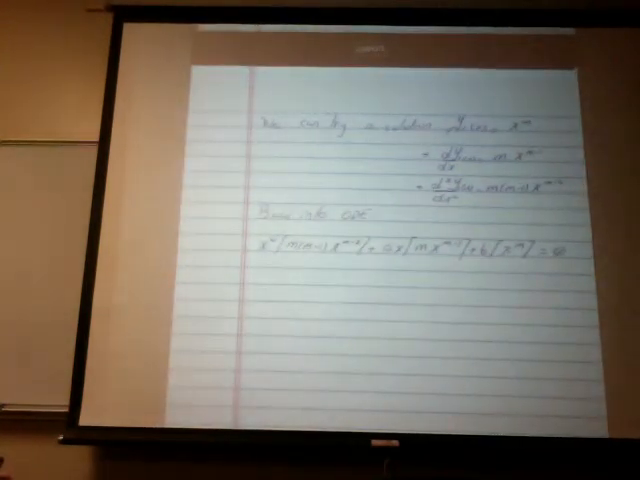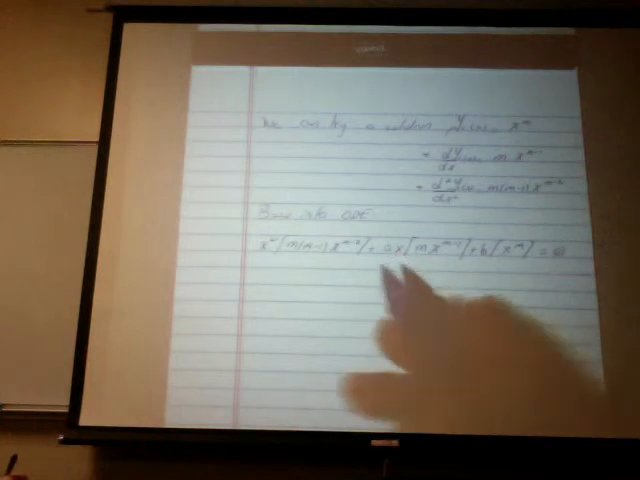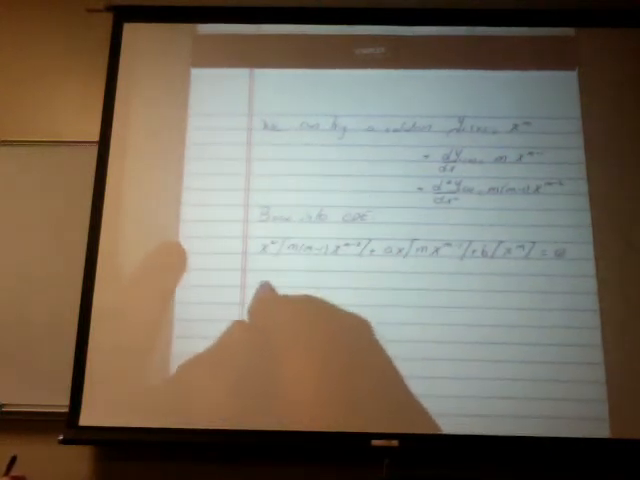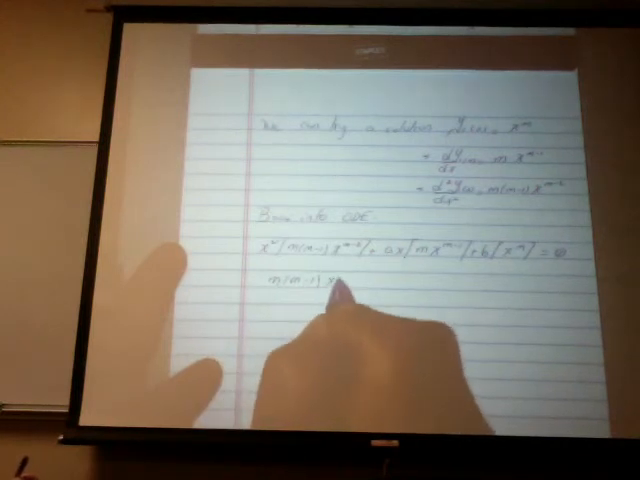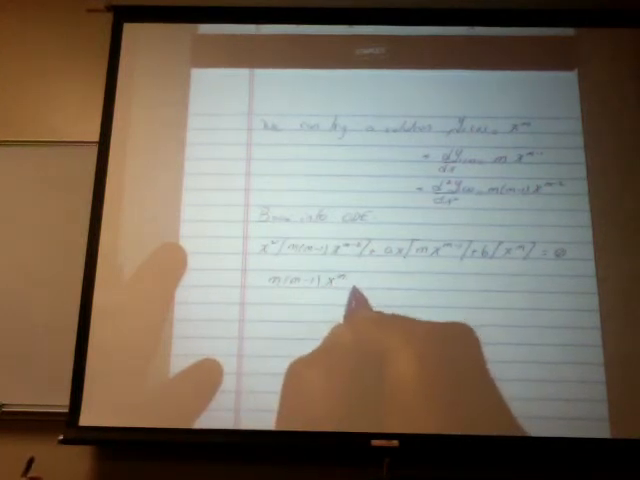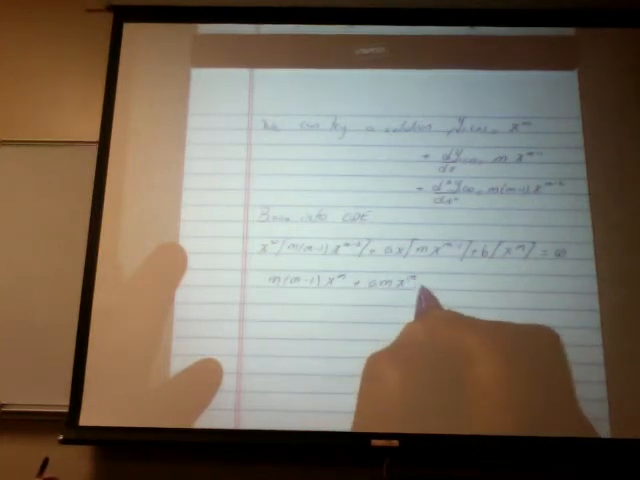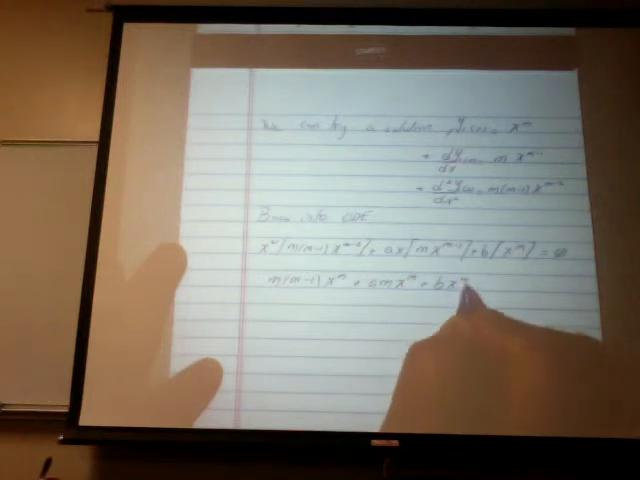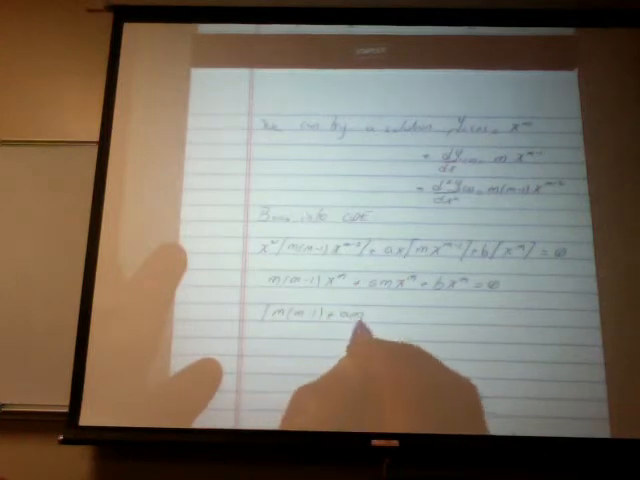And as you can see, x squared times x to the m minus 2 will be x to the m. So here we end up with m times m minus 1 times x to the m, plus a m times x to the m, plus b x to the m is equal to 0. Then we can take a common factor.